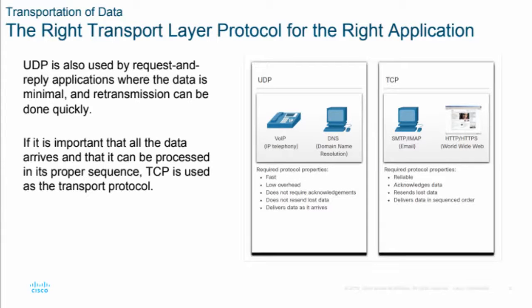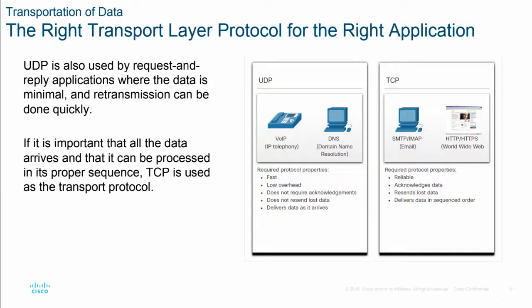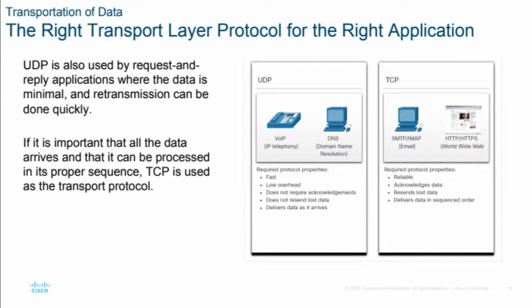For YouTube, most of the time it's UDP. Most of the time. But here it is important that all the data arrives so that it can be processed in its proper sequence. Here they gave you TCP examples: email, SMTP and IMAP, and browser. You want to browse Cisco, you need really correct information. You don't want wrong information displayed.